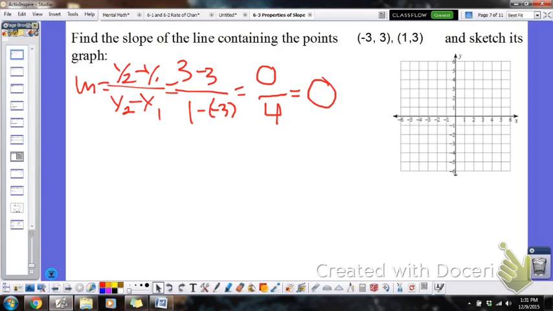Now take a look at what our line will look like. Plot the points (-3, 3), so a point here, and over at (1, 3), a point here. And you'll notice that our line is a horizontal line. It is neither going uphill nor downhill. So it is a horizontal line.